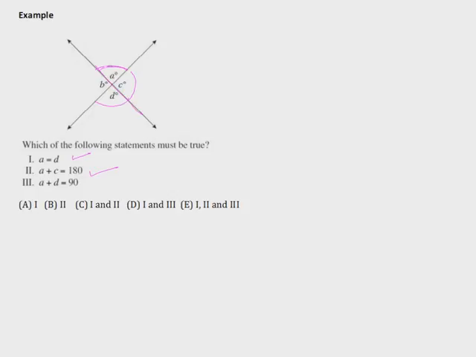A plus D equal to 90. Well, there's no theorem that states that vertical angles add to 90. Vertical angles don't need to be complementary. And since no values are given, I can't confirm this. So this needn't be true. They've asked which must be true. So only statements 1 and 2 must be true. C.